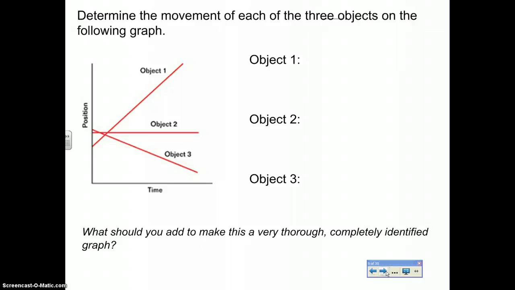Based on that, we can indicate that no slope would mean no velocity. A really steep slope would mean a large velocity, and a fairly shallow slope would be a pretty low velocity. Also, pay attention to the direction of the slope. A positive slope would mean a positive direction, which could mean to the right, up, or forward. A negative slope would mean a negative direction.